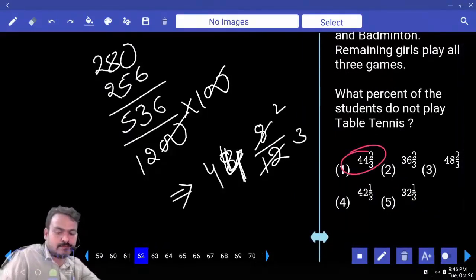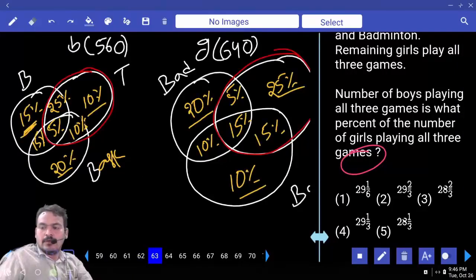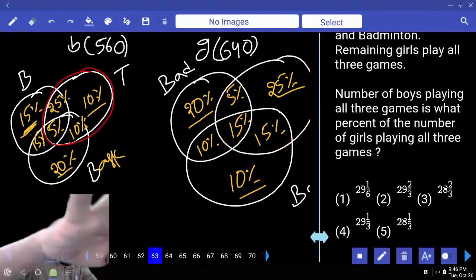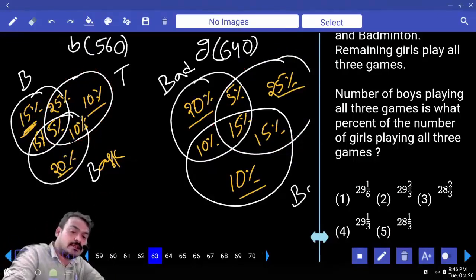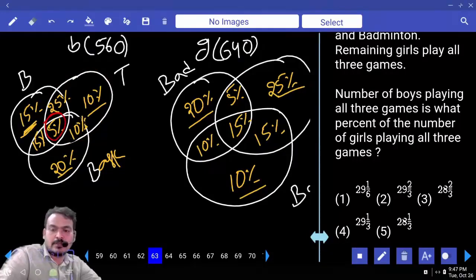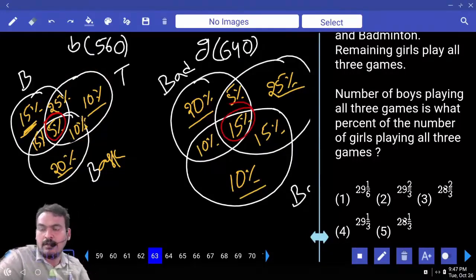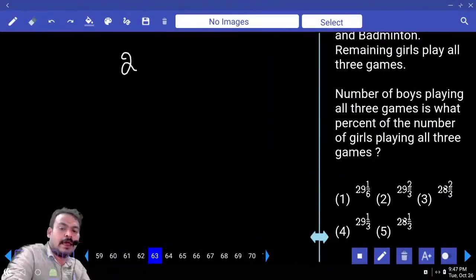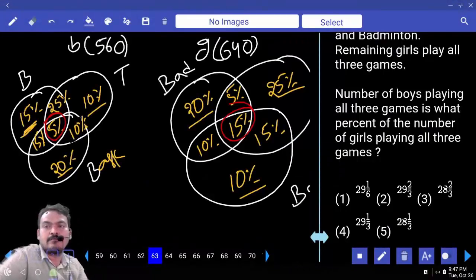Next, question number 63. Number of boys playing all the 3 games is what percentage of the number of girls playing all the 3 games? Number of boys playing all 3 games, in the first diagram how much percent do we need? 5% of 560 is 28. Second diagram 15% of 640: 10% is 64, 5% is 32, 64 plus 32 is 96.